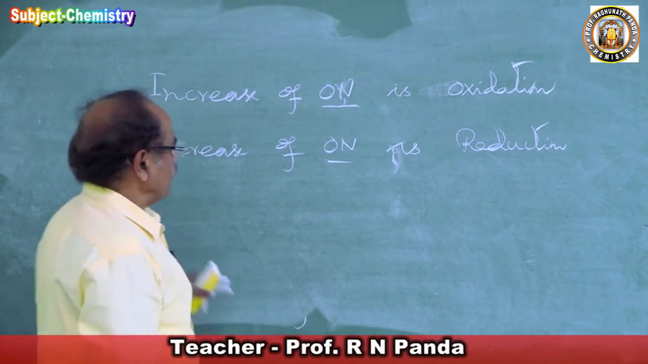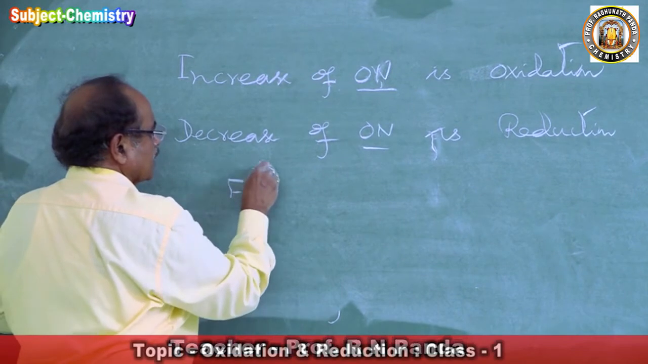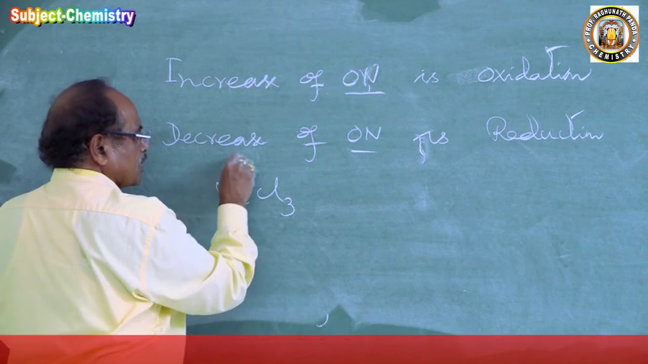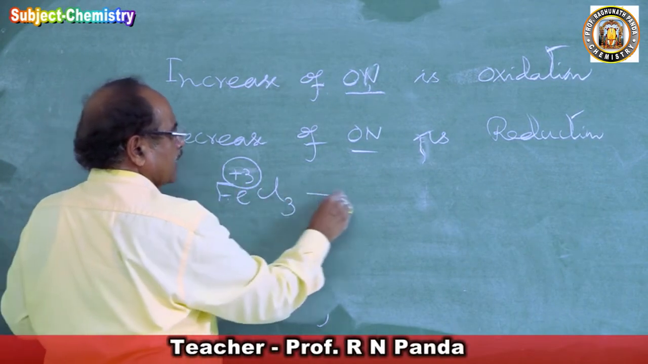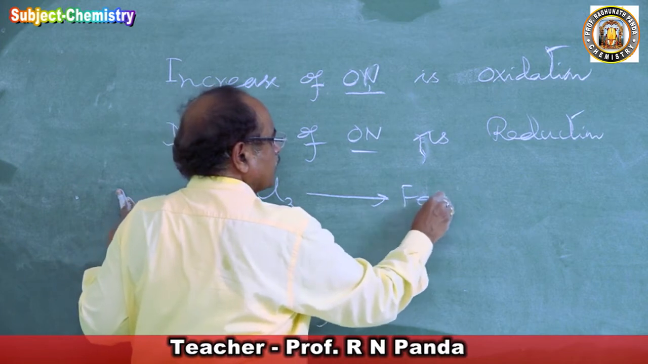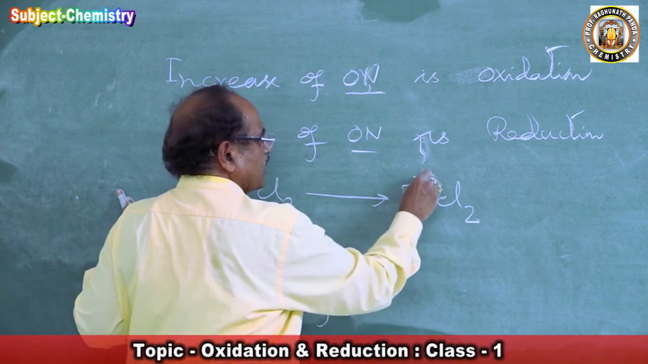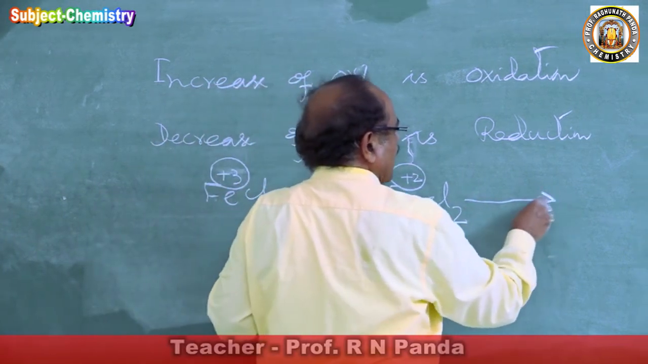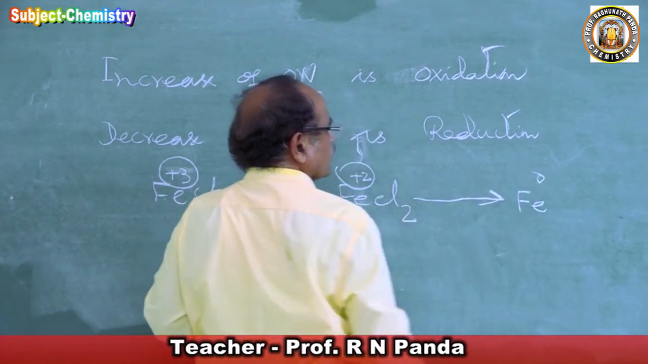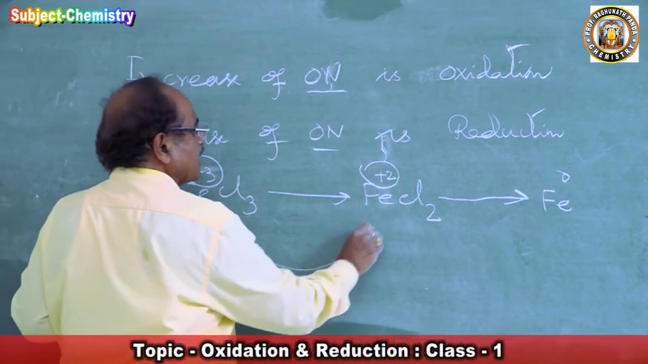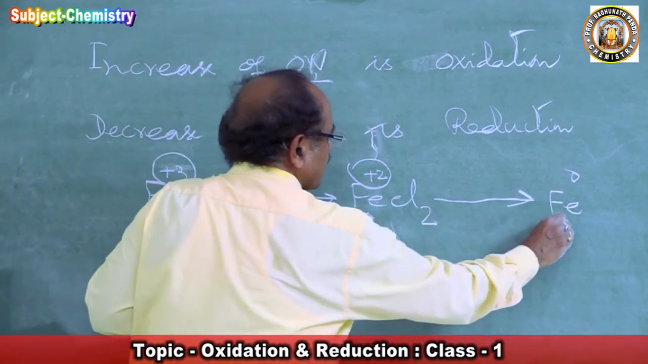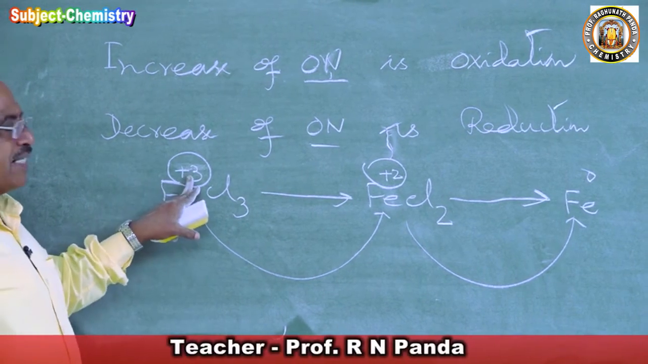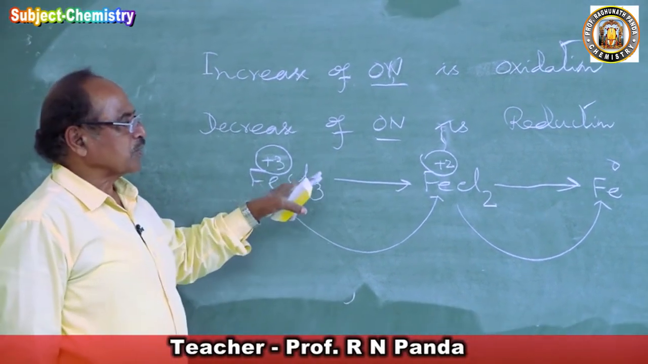Suppose you have ferrous and you have ferric, it's a ferric chloride. So here the charge on ferric is +3. Oxidation number of iron is here +3. And this becomes ferrous chloride. So here charge is +2. Oxidation number is +2. Then again it becomes iron, Fe. Here the charge is 0. So ferric chloride to ferrous chloride is reduction. Ferric chloride to iron is also reduction, because there is a decrease of oxidation number, +3 to +2 to 0.